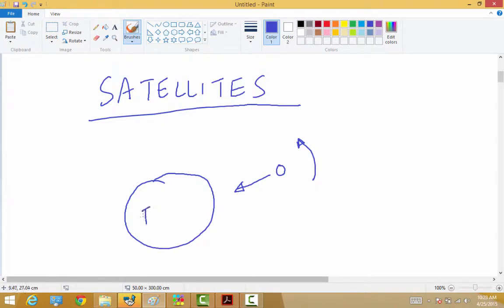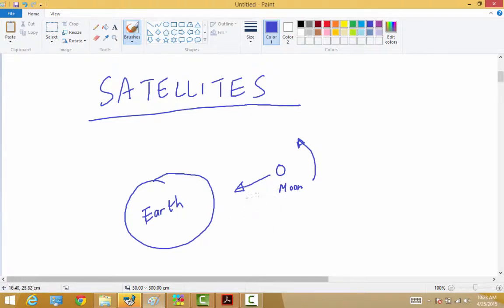For example, if you have the Earth, which has a certain mass, and this is a satellite, could be the moon or any satellite, right? So if you say it's the moon, for example, or it could be a rock that's orbiting the Earth, the force due to circular motion is due to gravity.